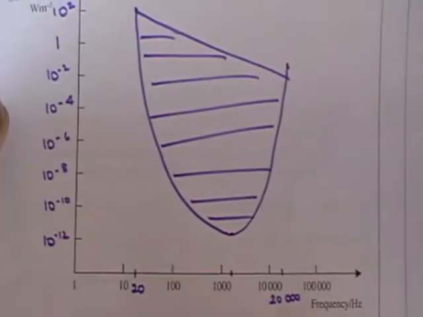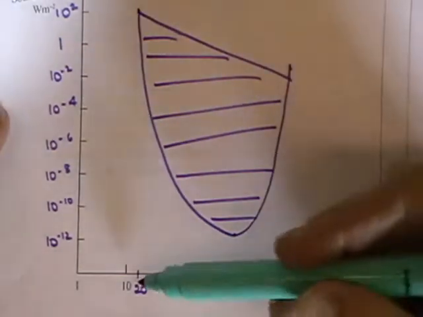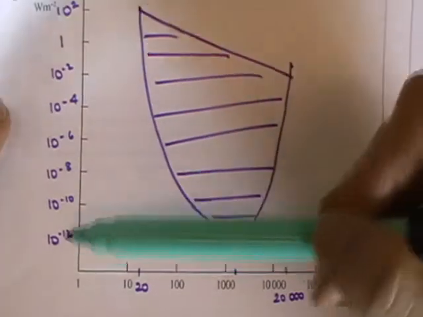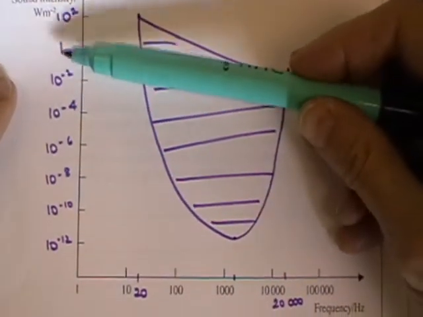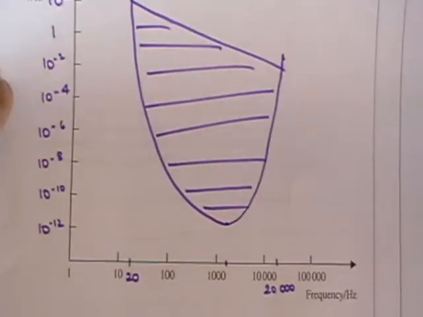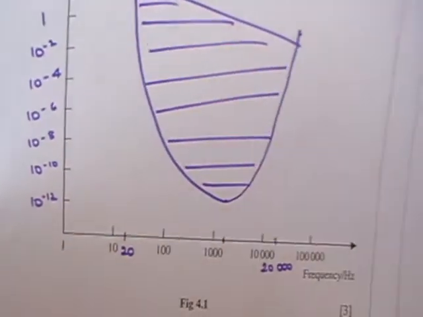So not only do you have to know these key points, but also it's very helpful if you know what the log scale actually does, and it goes from 10 to the minus 2 to 1 up to 10 to the 2. So just be thinking on your feet about that.